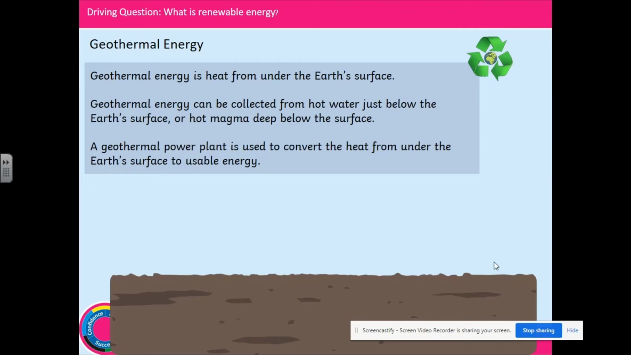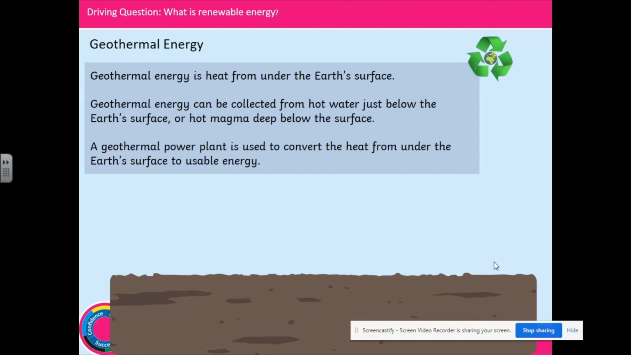Geothermal energy. Geothermal is heat from under the Earth's surface. Geothermal energy can be collected from hot water just below the Earth's surface or hot magma deep below the surface. A geothermal power plant is used to convert heat from under the Earth's surface into usable energy.